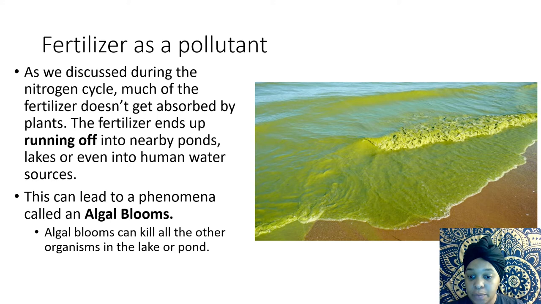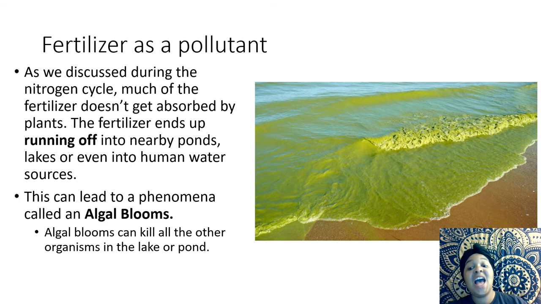Now, algae is a type of protist that is photosynthetic. That means that it uses the sun and carbon dioxide and water to make glucose, just like a plant. Now, this protist is so happy because there's a lot of nitrogen in the water. It's like, oh my God, nitrogen, I'm so happy.